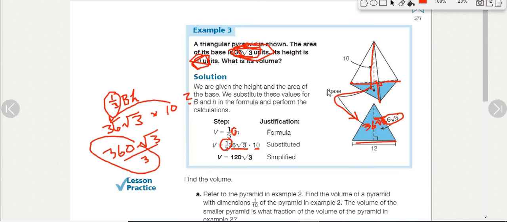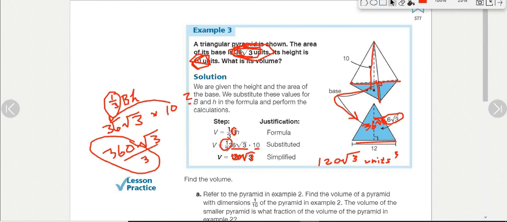So again, we only work with these. We leave the square root of 3 on there. And we just do 360 divided by 3. That sounds familiar from earlier. The volume then is 120 times the square root of 3. You just leave it that way. That's the answer. Label units cubed. How's that?